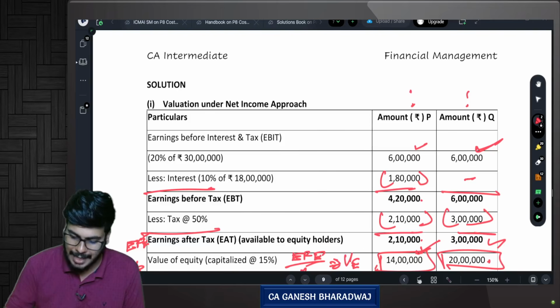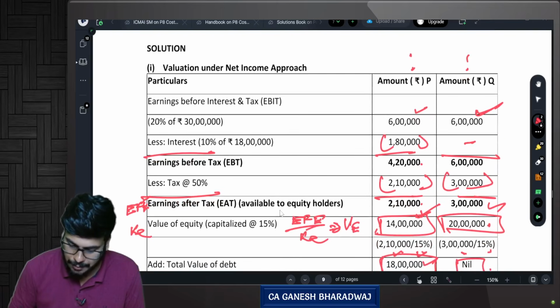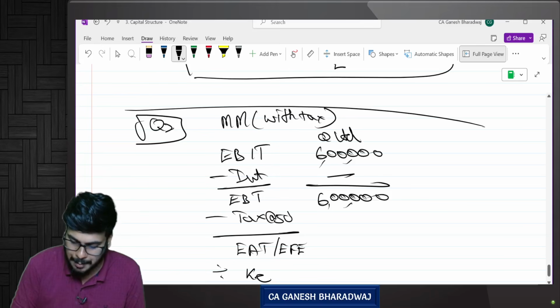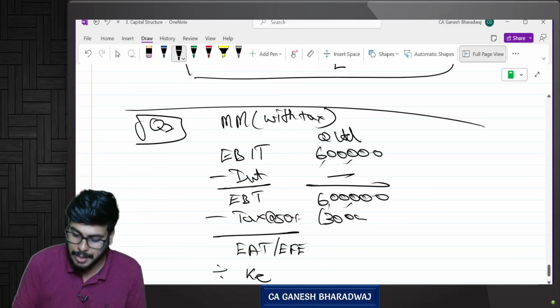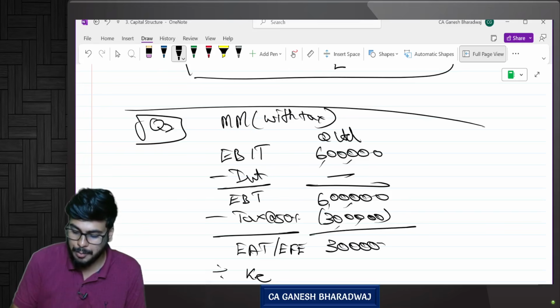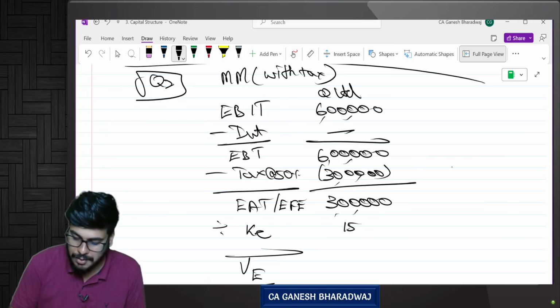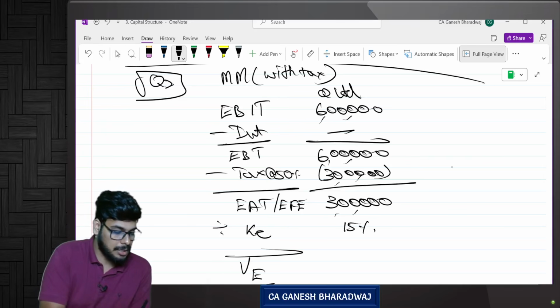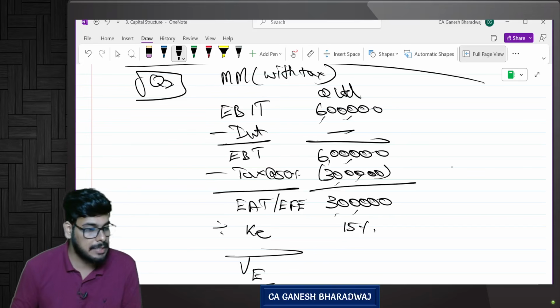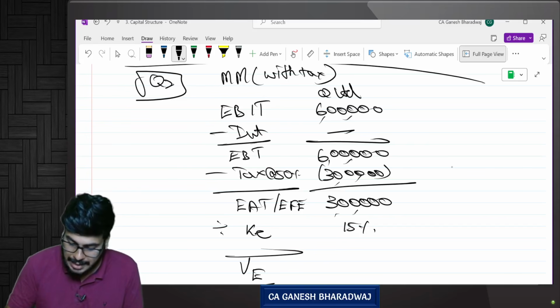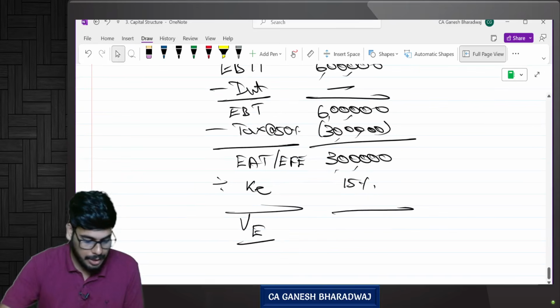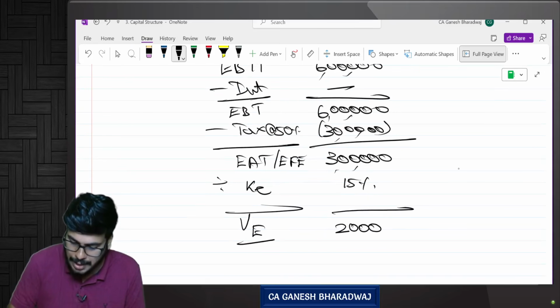Correct? Now, what is the tax rate given in the question? The tax rate is 50% in this question, right? It's 50%. So, which means tax is going to be 3 lakh rupees. So, what are your earnings available to equity shareholders? 3 lakh rupees. Now, what is the capitalization rate? That is the KE rate that is given in the question. So, the KE rate given in the question is how much? 15%. So, 3 lakhs divided by 0.15. So, how much is it going to be? So, can we say that the value of Q Limited is 20 lakh rupees?